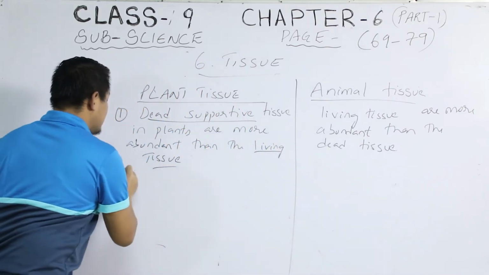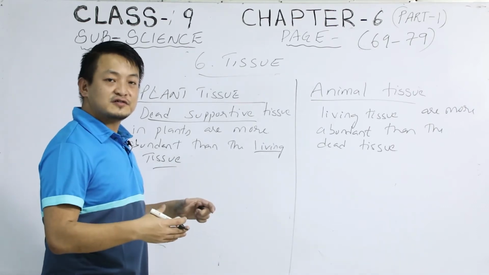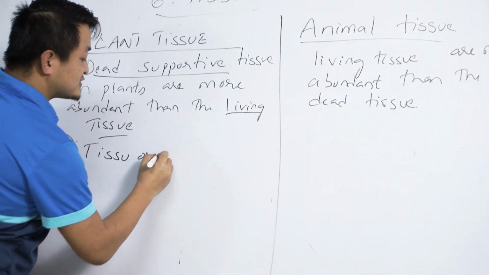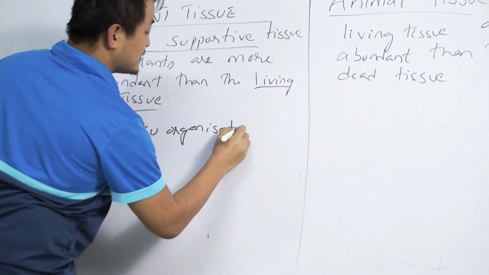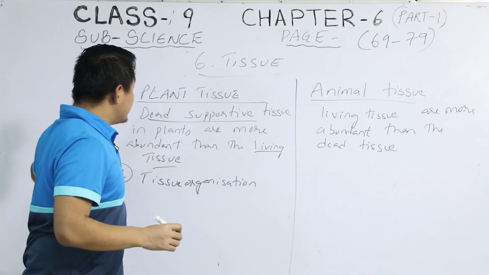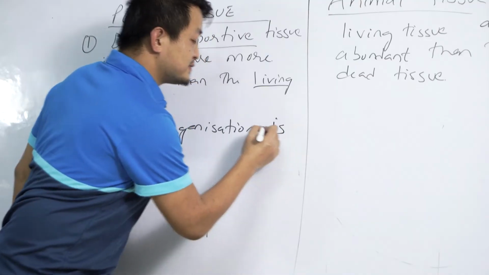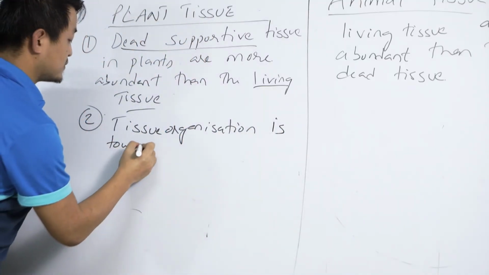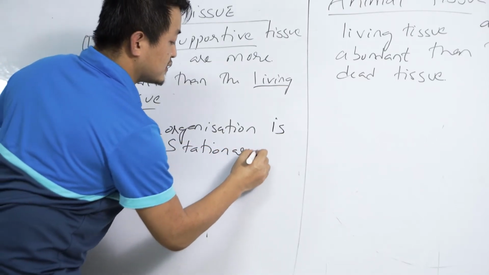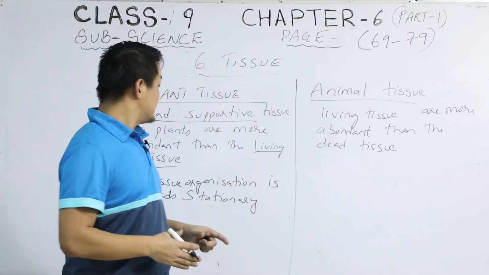Now, students, the second point, that will be tissue organization, okay? Now you all know this tissue and you all know this organization, right? So in plants, okay, in plants, the tissue organization is towards stationary. Clear? Now, stationary means at rest, okay, at rest.